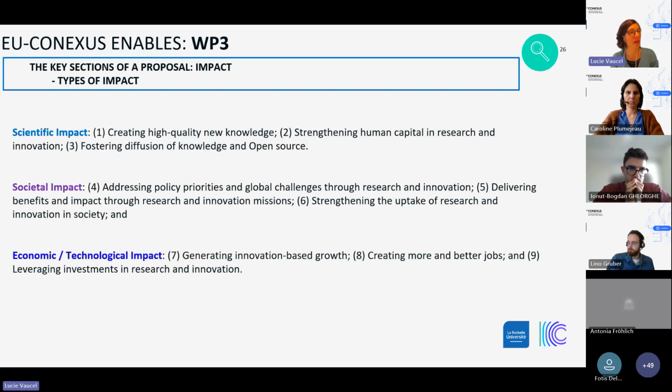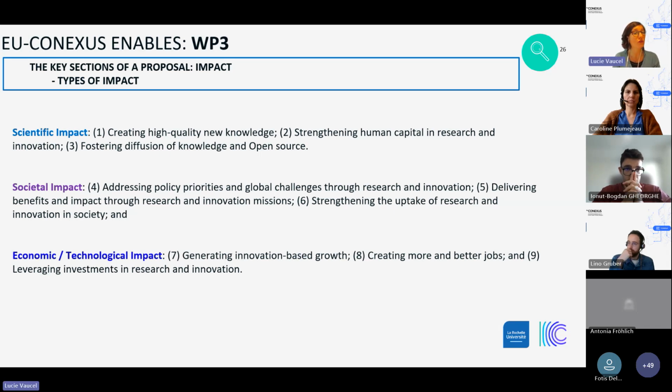Here we see the different types of impacts. You can have scientific impact, that means creating high quality new knowledge, strengthening human capital in research and innovation, fostering diffusion of knowledge and open source. Those are all impacts related to the scientific field.